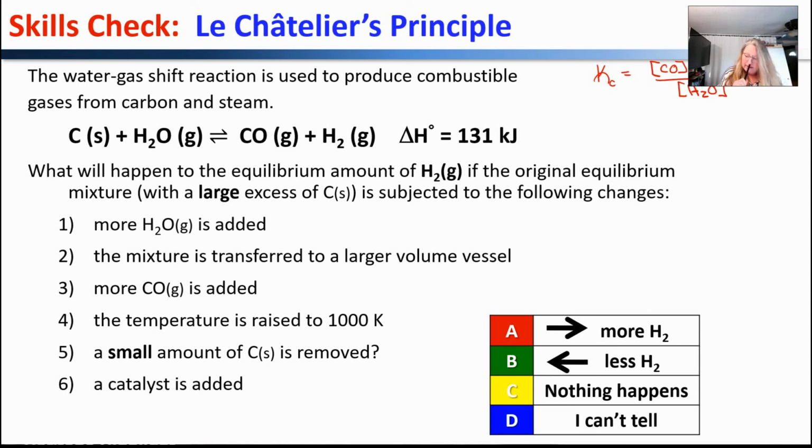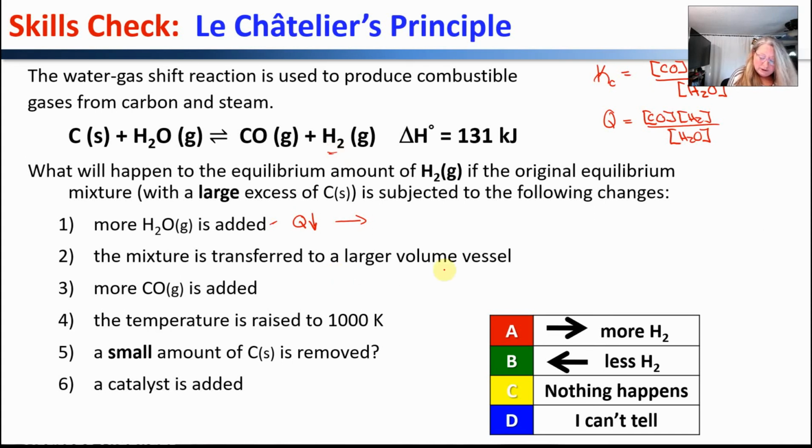So what's going to happen? In terms of my Q, remember that has the same expression. So Q is going to equal the same darn thing. CO, H2, divided by water. So if I add water, my Q is going to decrease in size, bigger denominator, overall smaller number. So that means that my equilibrium is going to go to the right. And that means I'm producing more H2.